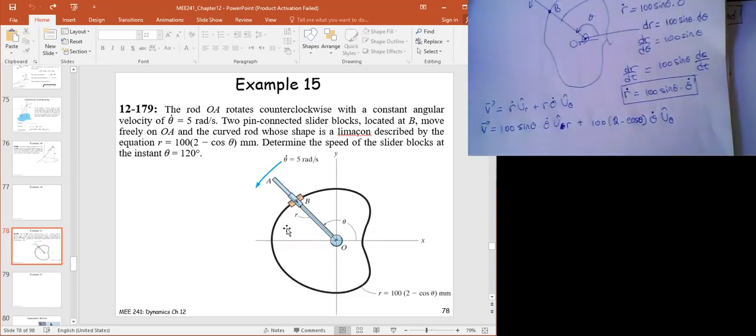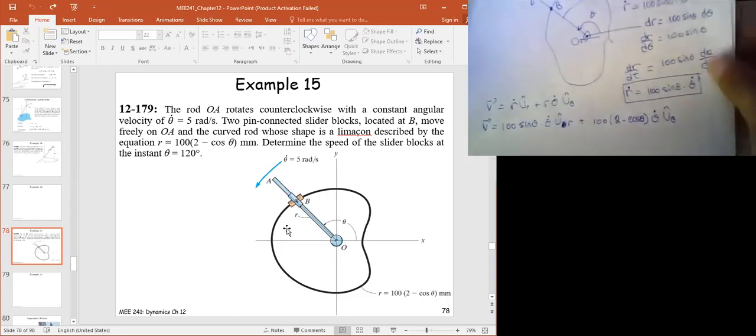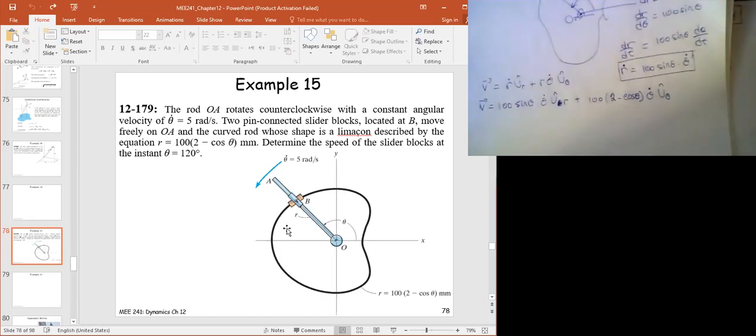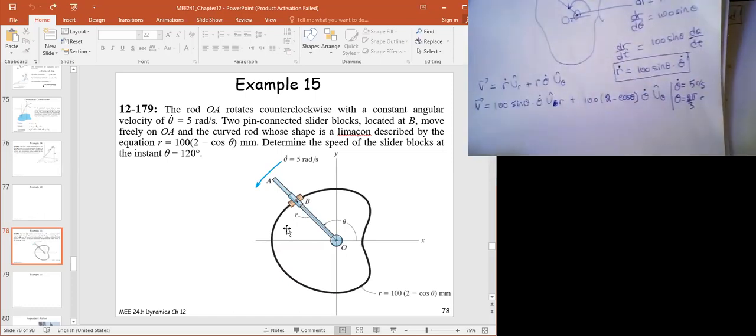Doctor, I have a question. But one second, let me just finish that so we are all clear. Okay, so they ask us the velocity when theta is equal to 120 degrees. So how can I go from here? We have theta prime as a constant, and they gave us theta. We know theta prime is equal to 5 radians per second. And theta, we convert 120 degrees to radians. We can find r from the formula: R equals 100 times 2 minus cosine theta, and we replace theta by 2 pi over 3 radians.